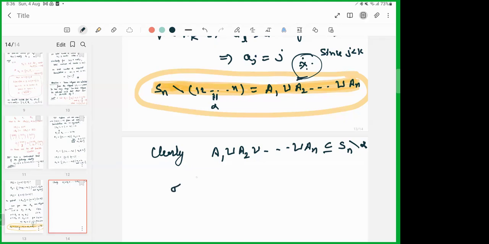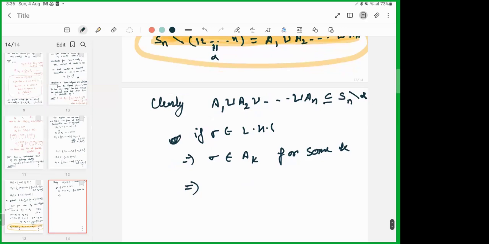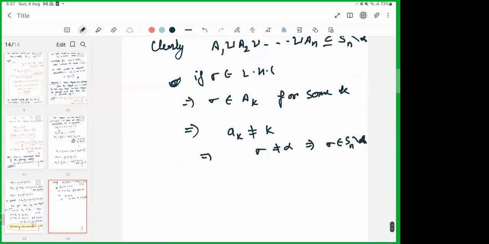So let me write. If sigma belongs to the LHS, this implies sigma belongs to AK for some K. This implies AK does not equal K. This implies sigma does not equal alpha. This implies sigma belongs to Sn minus alpha. Is this clear? Yes, sir. So this one is done.